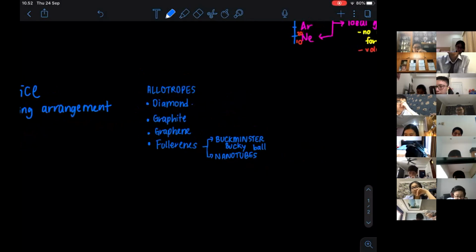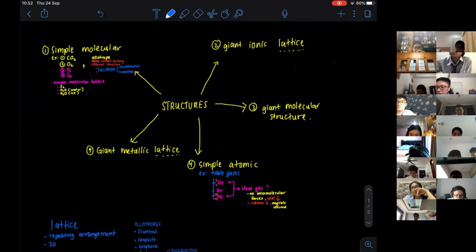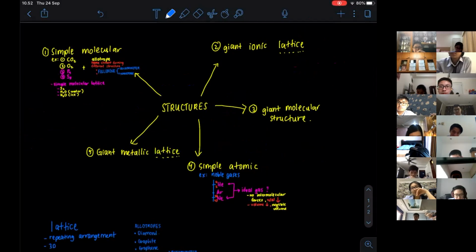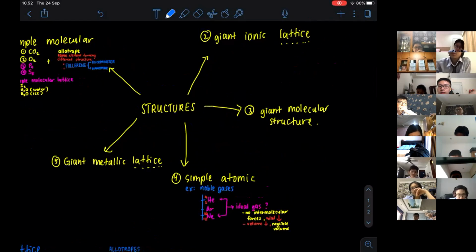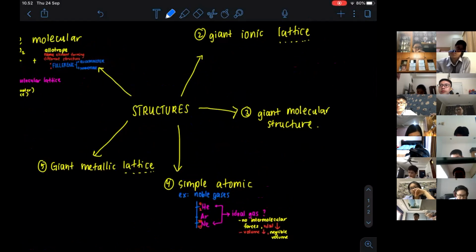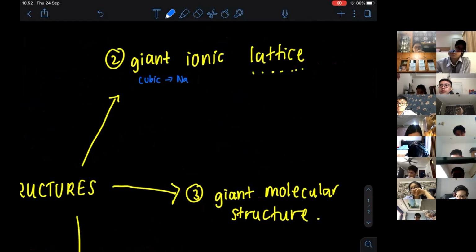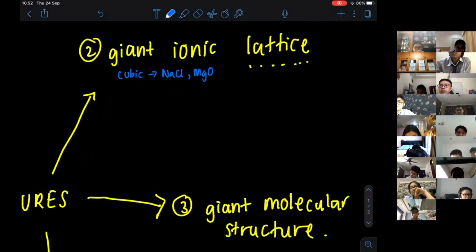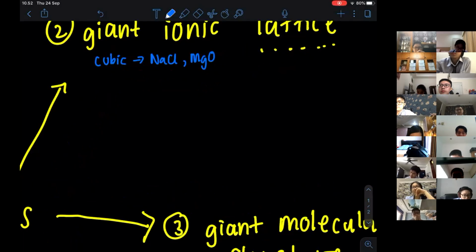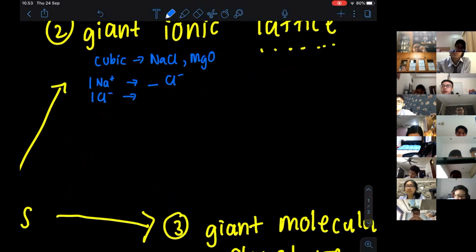Coming back here, we go for another one, which is giant ionic lattices. For giant ionic lattice, we have learned they have cubic structure in our syllabus, which is going to be NaCl and MgO. These are the ones inside our syllabus, and I have shown you the diagram of the cube of NaCl. What you need to know is how many Cl minus each Na plus is bonded to, and how many Na plus each Cl minus is bonded to. So this is important for this part.